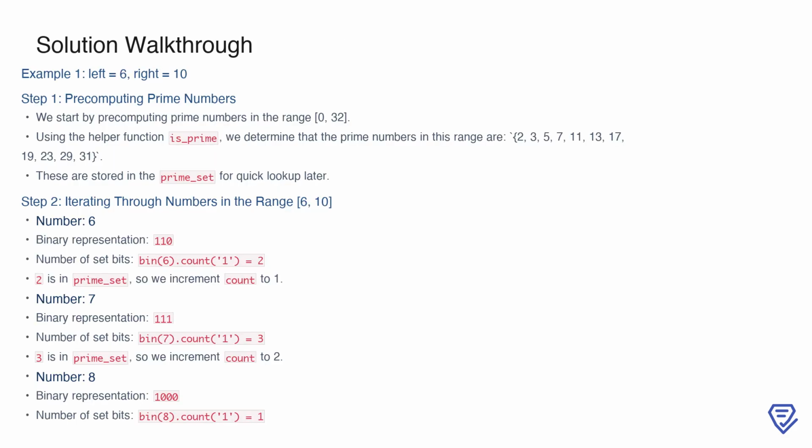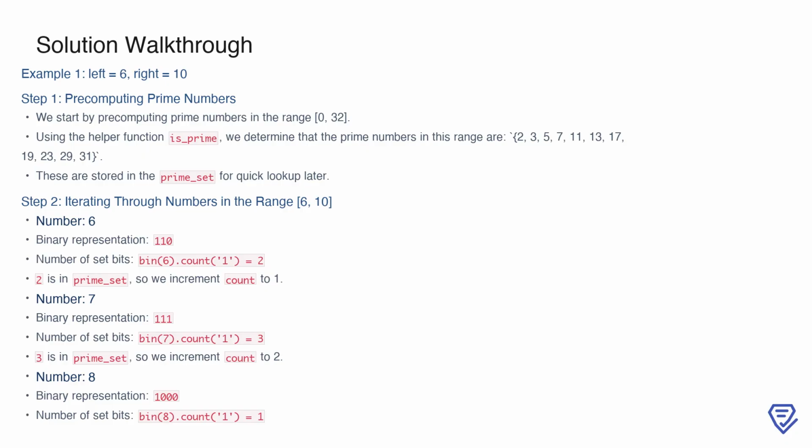To solve this problem, we start by pre-computing all prime numbers between 0 and 32. Using a helper function called is_prime, we identify the prime numbers in this range as 2, 3, 5, 7, 11, 13, 17, 19, 23, 29, and 31. These values are stored in a prime_set for efficient lookup later in the process.